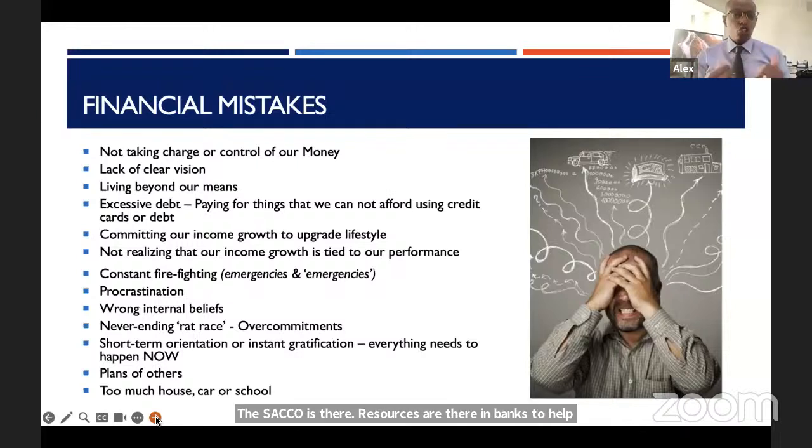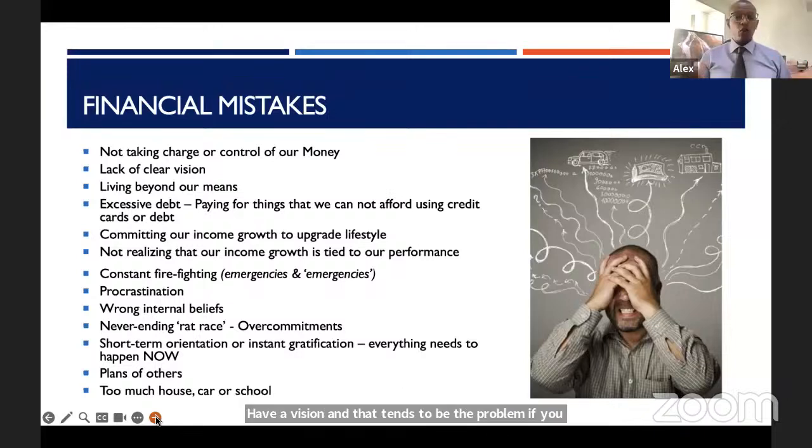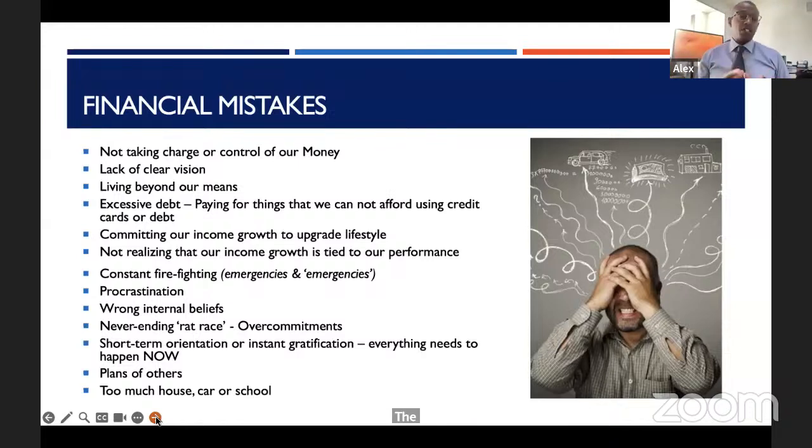But you have a vision, and that tends to be the problem. Maybe you didn't have a clear vision. And then living beyond your means because all the goals are placed in the short term is a problem that encompasses a lot of people. I want to achieve the car, the house, the screen, the education, all these things at the same time. You're going to die of stress.